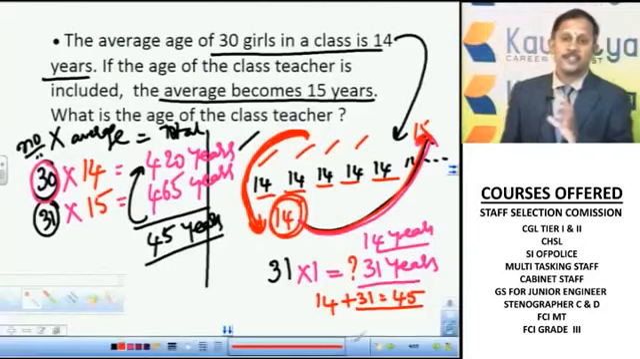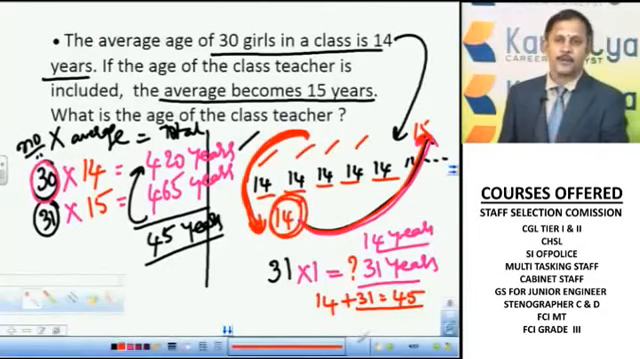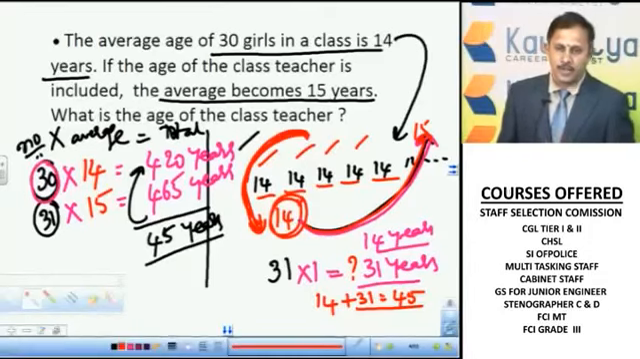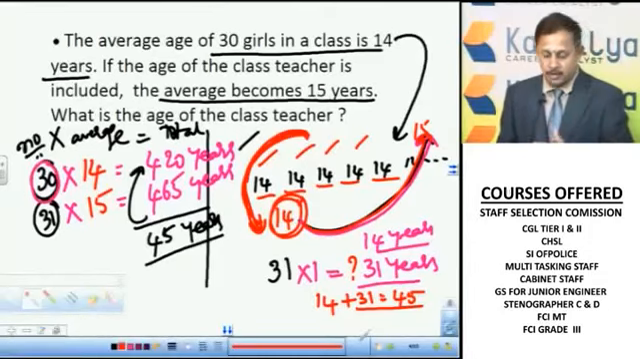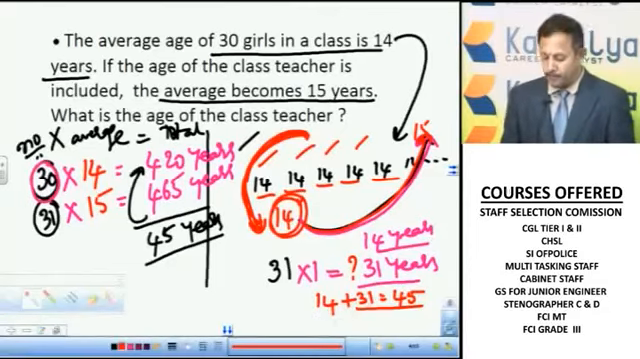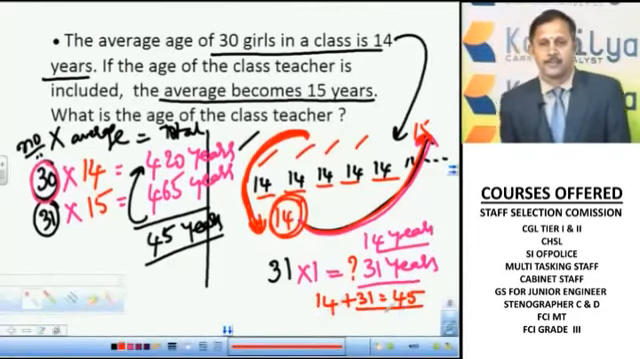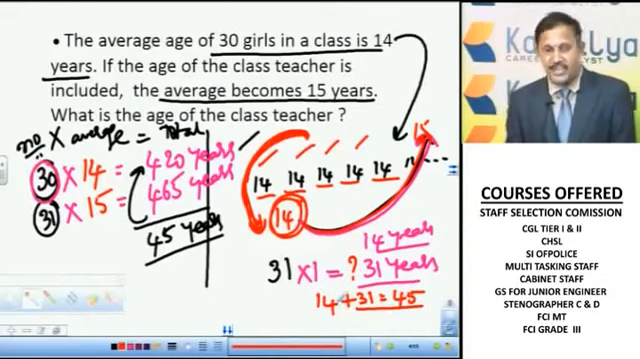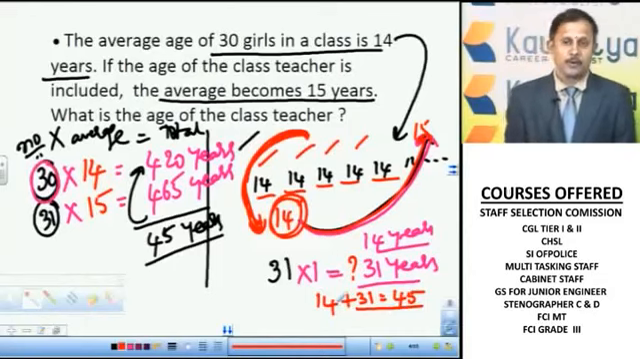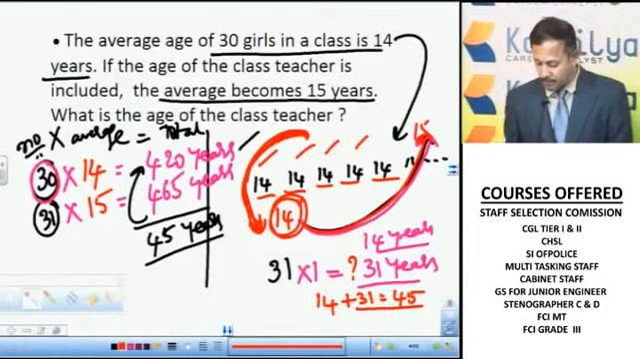Who contributed this increase, 31? That is contributed by the class teacher. So therefore the class teacher brought 14 plus 31. So therefore 45 years, that is the age of the class teacher. So this is the second technique available. Friends, you try to adopt your own technique which will be convenient to you, right?